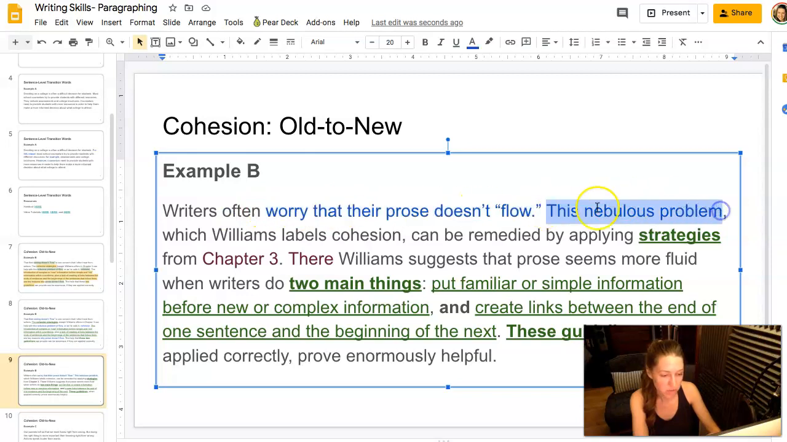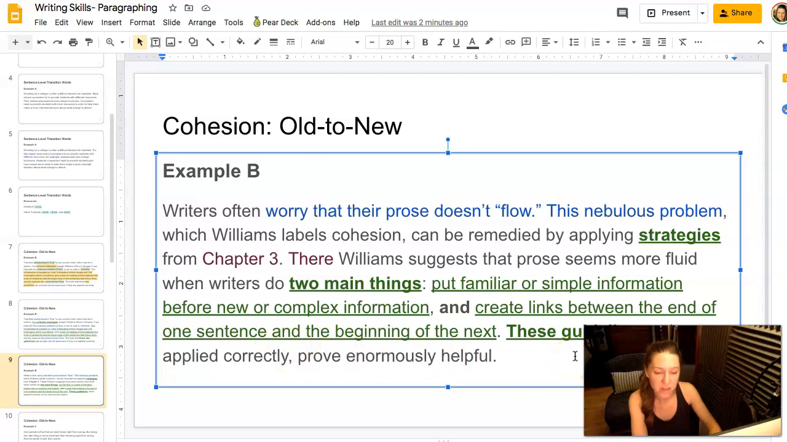This nebulous problem, so now I'm echoing old information. This sentence, this nebulous problem can be remedied by strategies, begins with something old. The problem's already been introduced, so I've started with something old. And now I'm introducing a new thing, strategies. And here's a little reference, chapter 3. There, what I just said, chapter 3. Do two main things. And what comes next immediately is the two main things, and they are the strategies, not the problems. And then these guidelines, referring back to the thing I just said, are helpful.